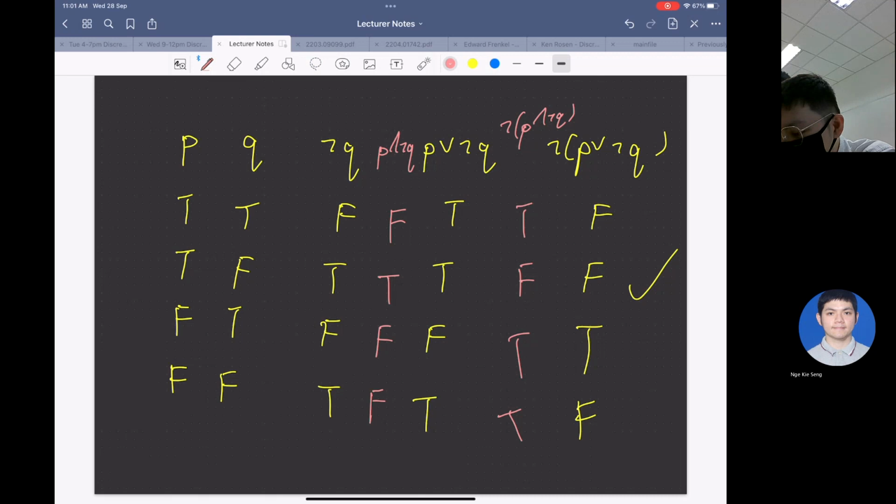Maybe I go back and check first. I forgot which book I got it from. But the point is to show that this has the same truth value as this one. I forgot where I copied from. Okay, let me check again what happened. Why did I write this? I check first.